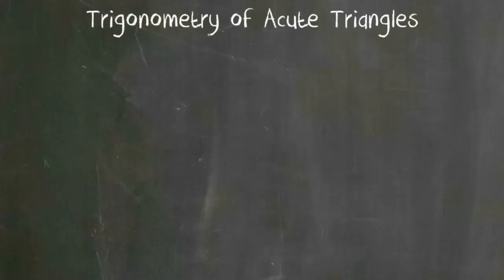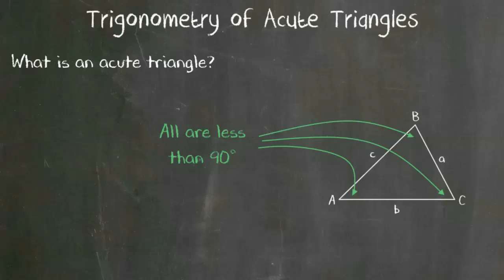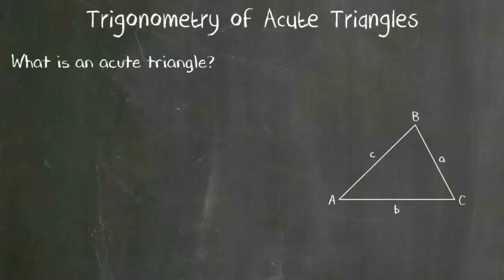So first things first, what's an acute triangle? Well, an acute triangle is a triangle where all three angles inside the triangle are less than 90 degrees. So here's an acute triangle here, ABC. Again, notice that our angles are uppercase capital letters and our sides are lowercase letters. The side labels also correspond to the angle labels by being across or opposite.